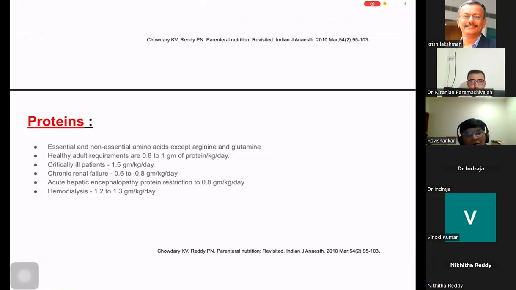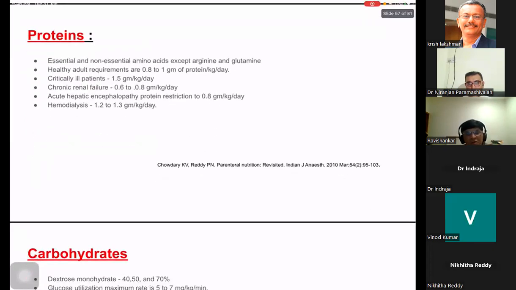Proteins are provided at around 0.8 to 1 gram per kg per day. In a critically ill patient, we provide around 1.5 grams per kg. In a chronic renal failure patient, we decrease it to 0.6 to 0.8. And for a patient undergoing hemodialysis, we provide 1.2 to 1.3 grams per kg per day.